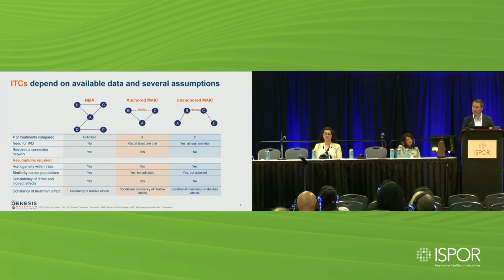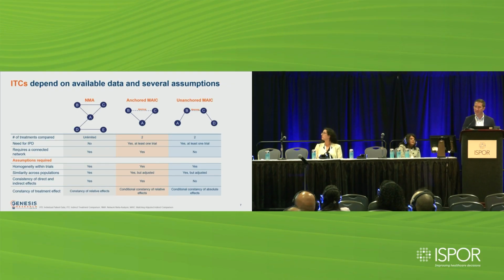The difference between these two is the need for having a required common comparator. So if you look at the anchored MAIC, they have the common comparator A still, and you compare B versus C through that. In the unanchored version, we no longer have that common comparator, and in this case we're comparing B to C directly. You might wonder, why don't we just do unanchored MAIC all the time? The answer to that is relatively simple. It requires much stronger assumptions that I'll get into next.